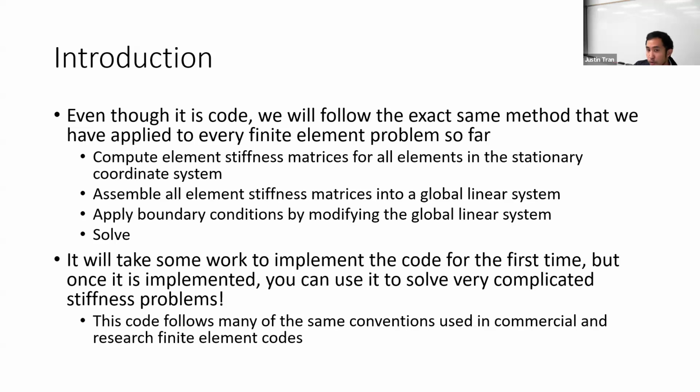We're going to compute the element stiffness matrices for every element in the stationary coordinates. We're going to assemble all the element stiffness matrices into the global system. We're going to apply boundary conditions, and then we're going to solve. Okay, it's just putting those instructions in a way that the computer will understand. Because like I said at the end of class last time, computer code is nothing more than just a list of instructions for a computer to do.